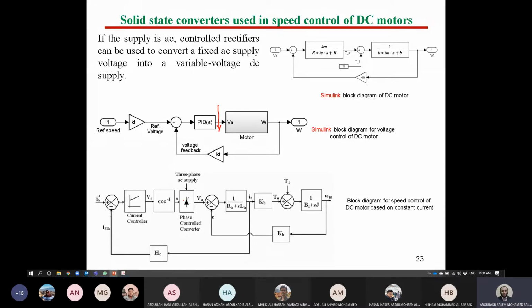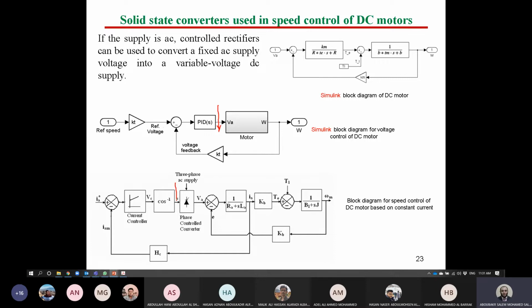As you can see here, this is a complete block diagram. It's not implemented on Simulink like these two blocks, or schematic diagrams. Here, this is considered a general block diagram. So here you will find the power electronic converter. This is the power electronic converter, and it takes the control pulses from a controller.